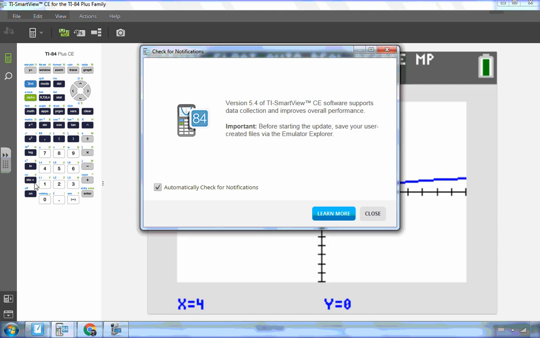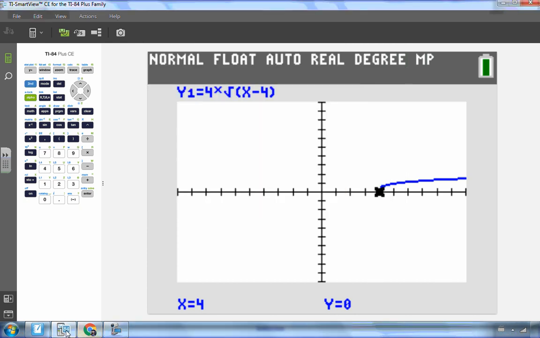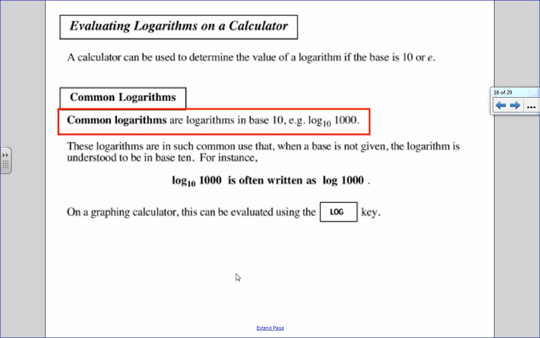Okay, so if you look at your calculator right here to the left of the number 7, that's where your log key is. So that log button is just a common log, and what it means is it has an invisible base of 10. So if I plug in log of any number, it's like saying log base 10 of any number.